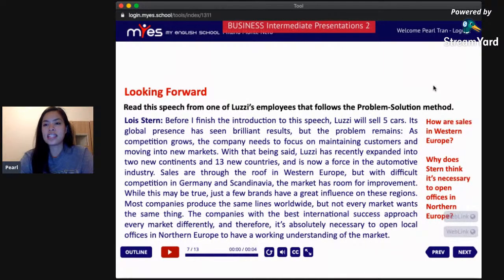And why does Stern think it's necessary to open offices in Northern Europe, even though sales are through the roof in Western Europe? Well, as you can see, she says, the companies with the best international success approach every market differently. And that is why, therefore, it's absolutely necessary to open local offices in Northern Europe to have a working understanding of the market. So in order to be successful in a new market, we need to be in that new market so we can observe the trends and how people are buying. We can research the demographic. It's great. You need to be there. If you want to be successful somewhere, you need to be there, right?